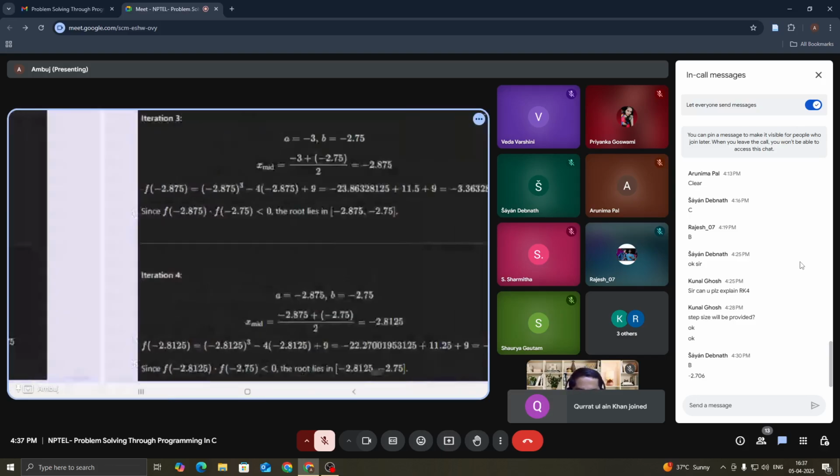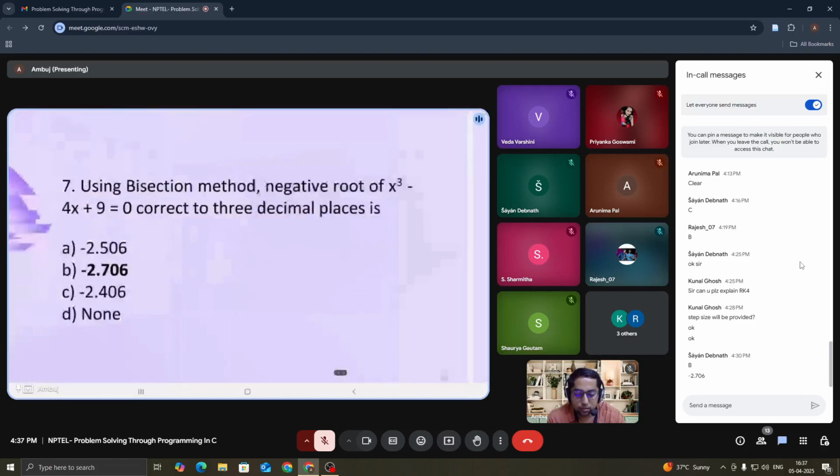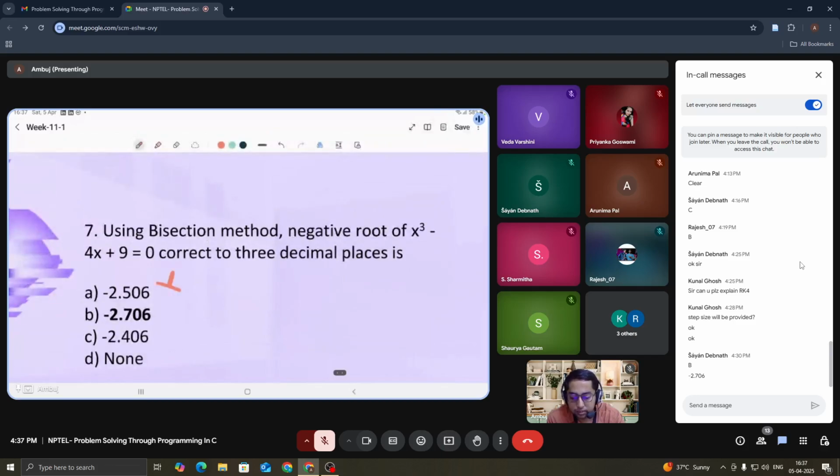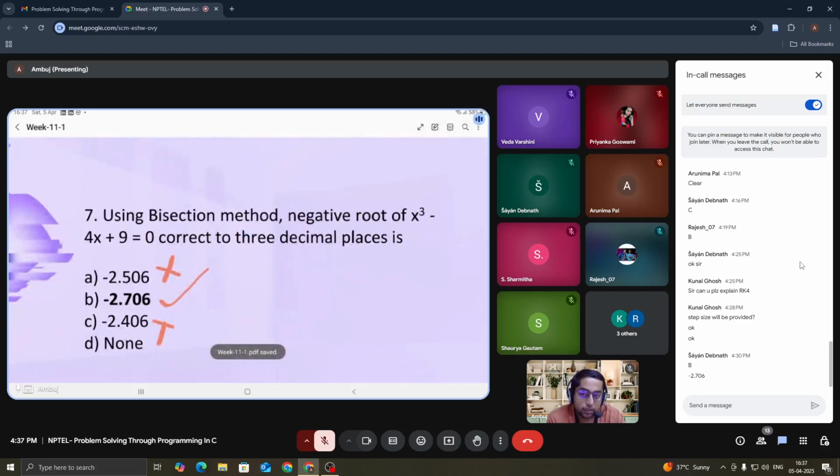Okay. All the other values are not coming in the range. This is not coming in the range. This is not coming in the range. Only the value which is coming in range is minus 2.706. Now, when you would be attempting GATE or any other competitive examination, there is a shortcut for this particular question also. I'll tell you that also.